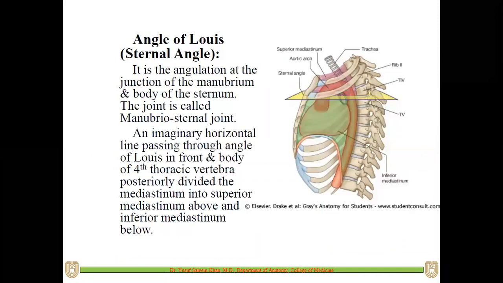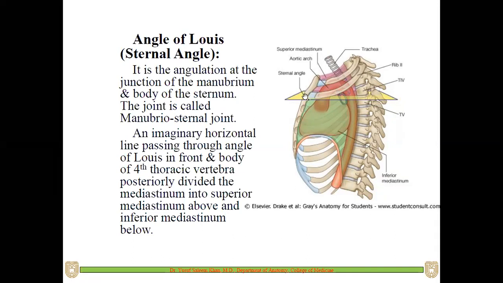Now coming to one more important region called the angle of Lewis. This is the angulation between the manubrium sterni and the body of the sternum. This is called the angle of Lewis or the sternal angle. Whenever we touch the sternum or the chest wall, you can easily feel this region. This is a very important anatomical landmark because it helps in identification of the second rib. The second rib is attached just at this angle, so from there we know this is the second rib and we can start counting below.